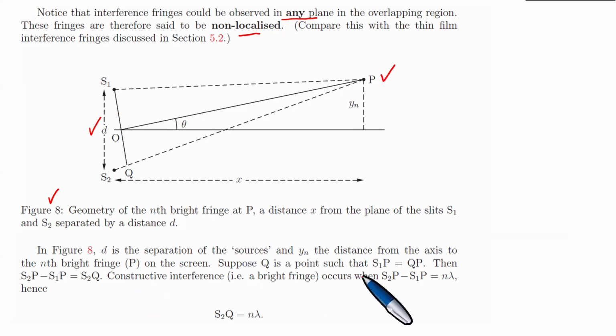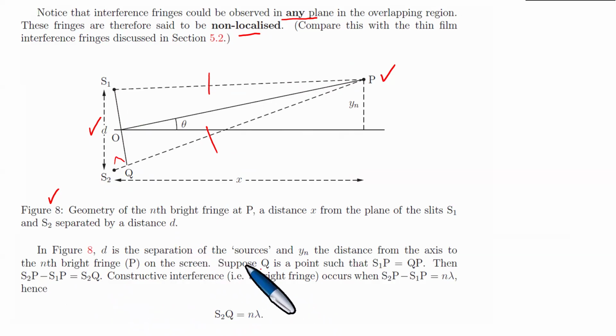Now suppose Q is a point such that S1P is equal to QP. Then S2P is bigger, because there's a little gap here. So if you take S2P minus S1P, it becomes the difference, which is S2Q. Constructive interference, that is the bright fringe, occurs.